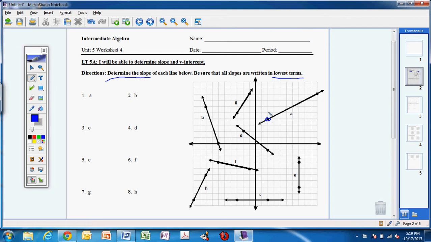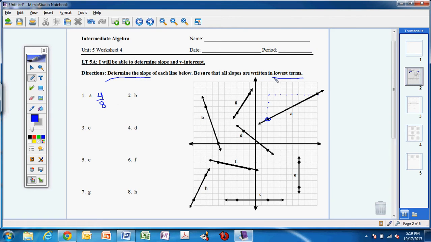So how much am I rising? I'm going to go 1, 2, 3, 4. So for my rise, I'm rising 4. And how much do I run? So I'm going to run 1, 2, 3, 4, 5, 6, 7, 8. So I'm running 8. So as a rise over run, that's 4 over 8.